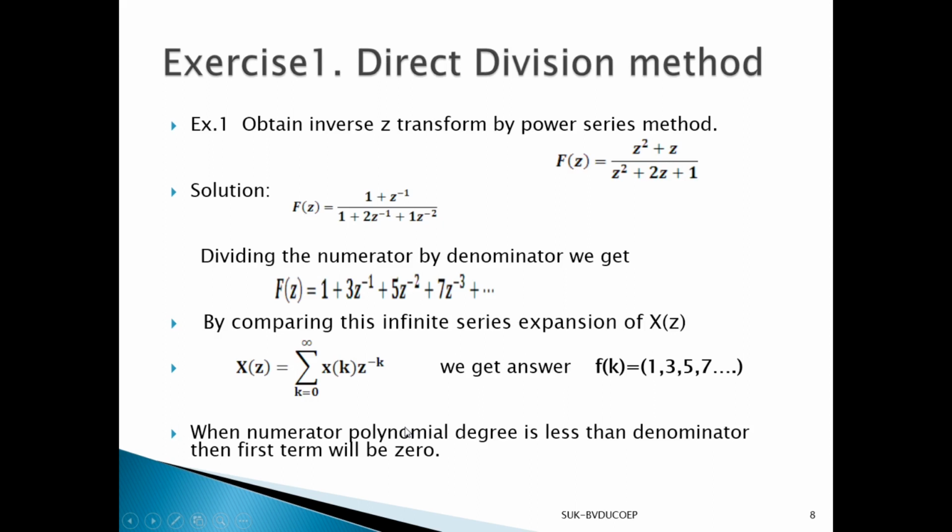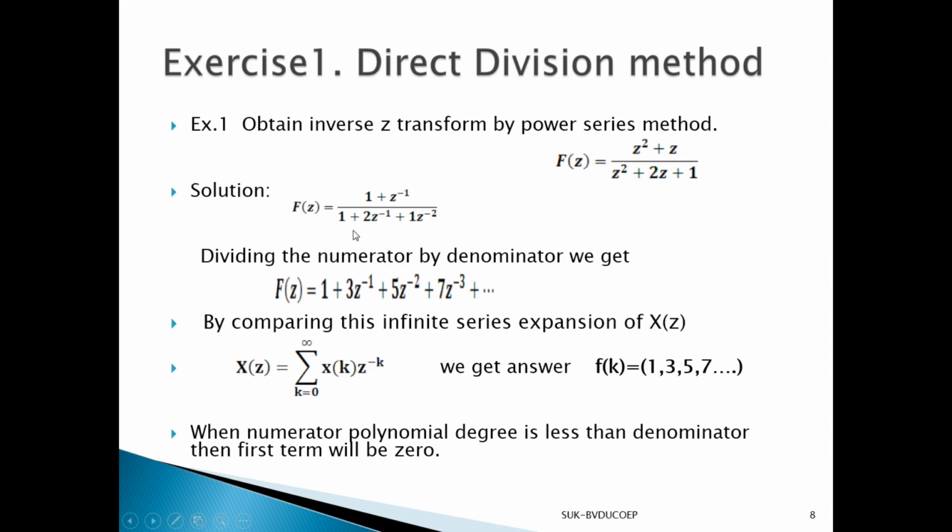So we'll try to understand this from some examples. So first example is the direct division method. I have given this, find the inverse Z transform by power series method. When you are given power series method, it means numerator divided by denominator, and you need 1 plus Z raised to minus 1, like that series. So I am trying to represent it in this series form. So divide numerator and denominator by Z square. So this will be 1 and this is Z raised to minus 1. Similarly this will be 1 plus 2Z raised to minus 1 plus 1Z raised to minus 2.